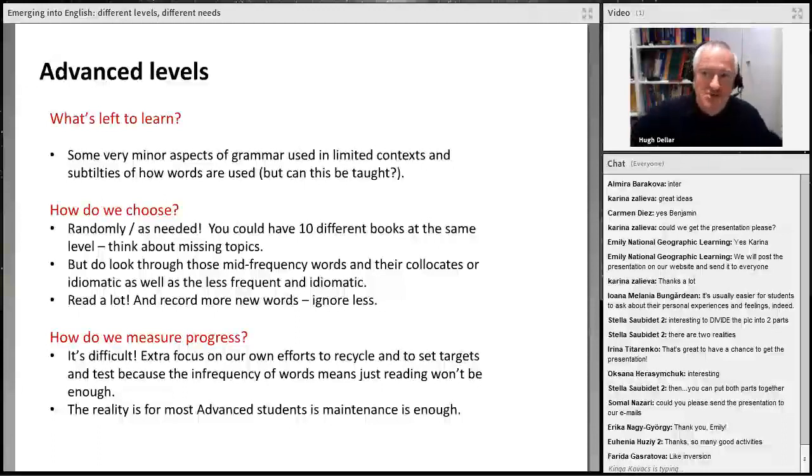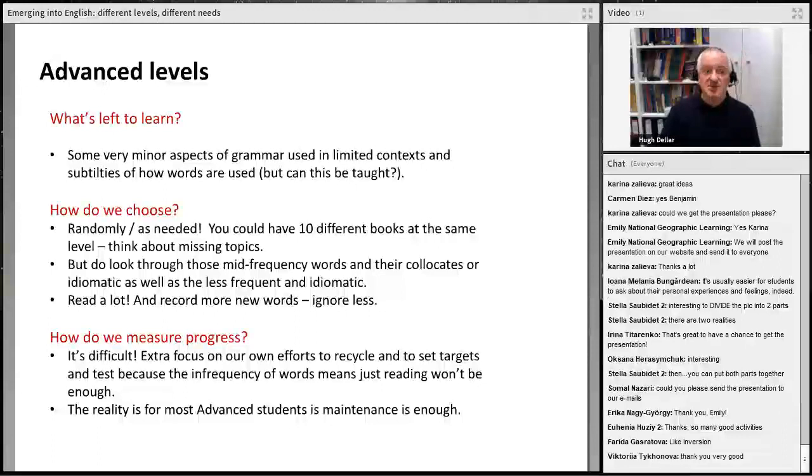So, advanced levels, what's left to learn? Well, some very minor aspects of grammar used in very limited contexts, maybe written English or maybe specific kinds of speech. More about the subtleties, which I've spelt wrong, of how words are used, quite difficult to teach. In terms of how you choose, well, it's quite random. Basically, you choose the language as it's needed.